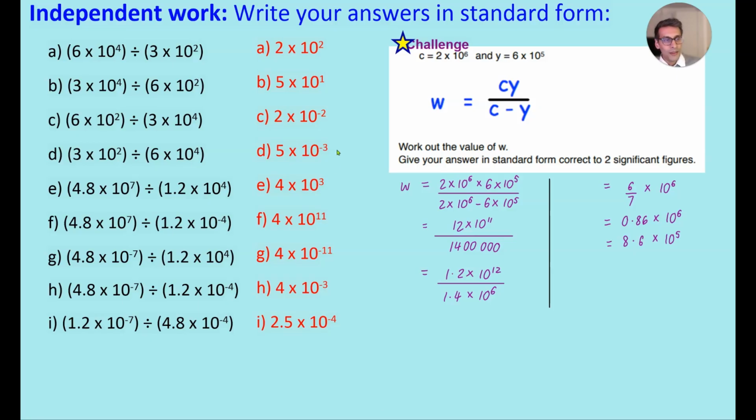I hope that was useful. I will see you in the next video, which looks at adding and subtracting with standard form. So far we've done multiplying and dividing, and next we're going to look at adding and subtracting.